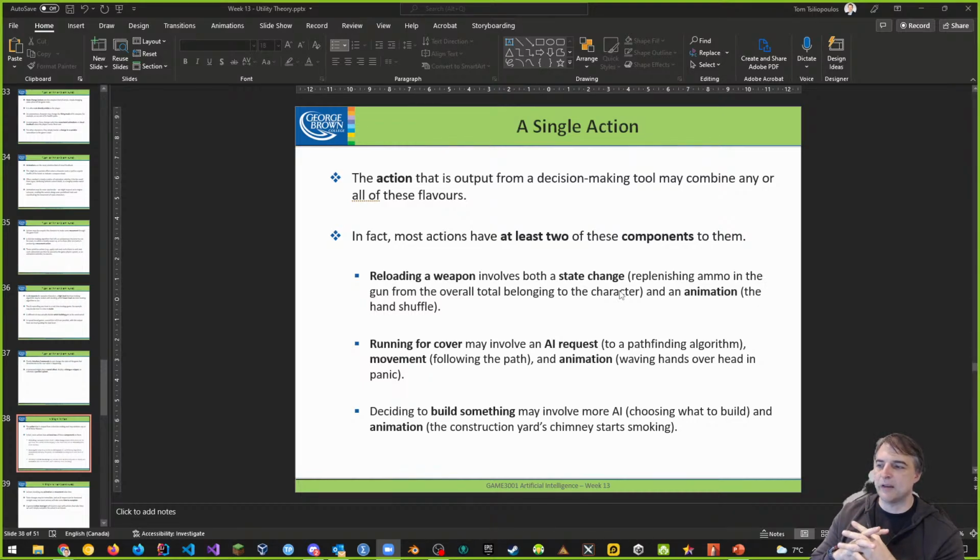Deciding to build something may involve more AI, right? So choose what to build. And animation, the construction yard's chimney starts smoking, or whatever it's going to be, right? So it's really a combination of at least two of the components most of the time.